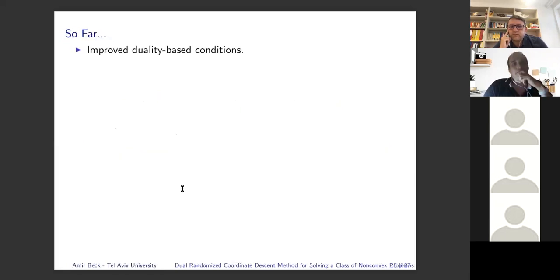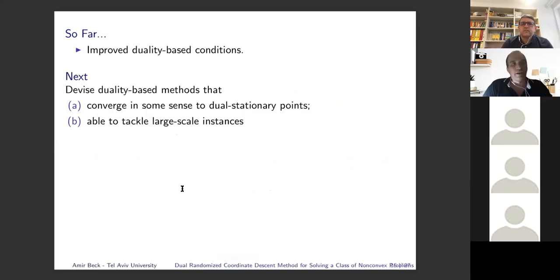So far, we used Toland duality to improve the duality conditions. The next thing that we'll do is talk about algorithms. We want to devise duality-based methods, though it's not duality in the meaning of Lagrange duality. Methods that first of all converge, usually meaning subsequence convergence to dual stationary points and not just to critical points, and second of all, methods that are able to tackle large-scale instances of the problem.